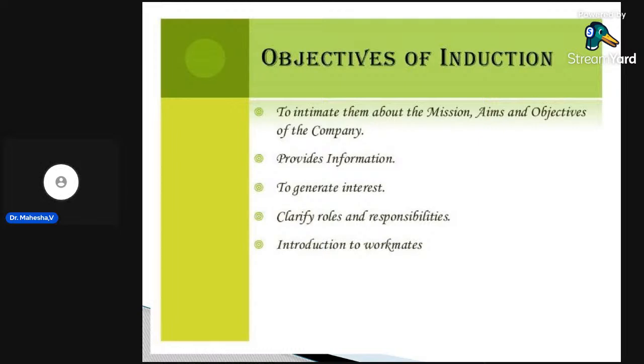They try to explain and intimate those employees, providing information about the working hours, working schedules, information about the different top executive officers, information about the board of directors, information about the different departments, information about the nature of the work in the organization. Every basic piece of information should be provided to those employees to generate interest.